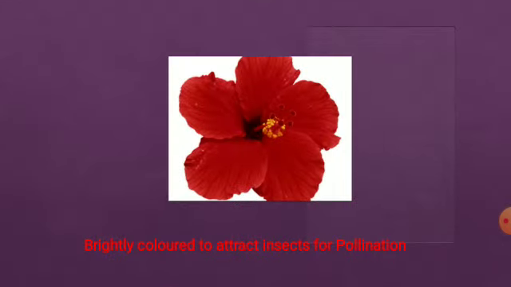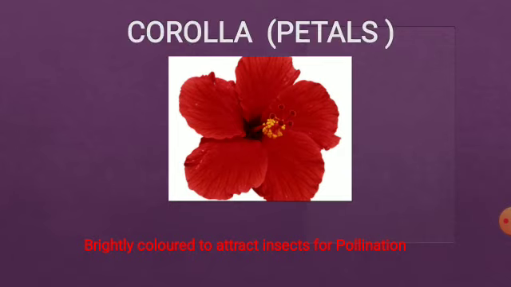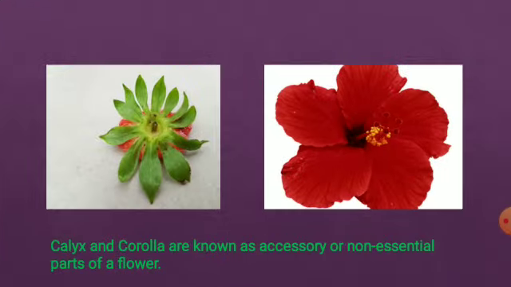The most attractive and brightly colored part of the flower are petals, which make up the second whorl of the flower called corolla. The main function performed by petals is to attract insects like butterflies for pollination. Children, these two parts which we have discussed, sepals and petals, are known as accessory or non essential parts of a flower, as they do not directly take part in fertilization.